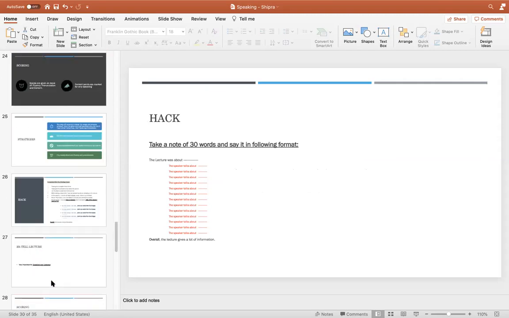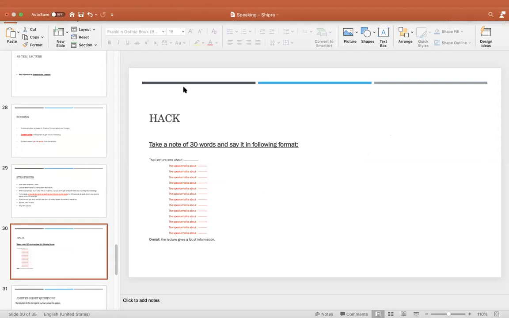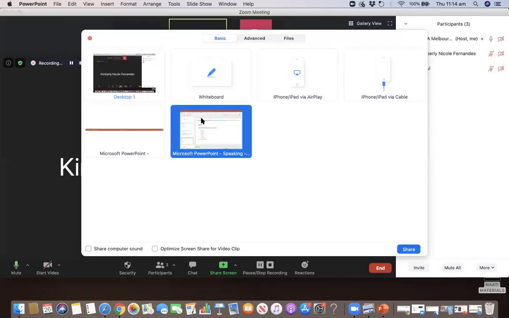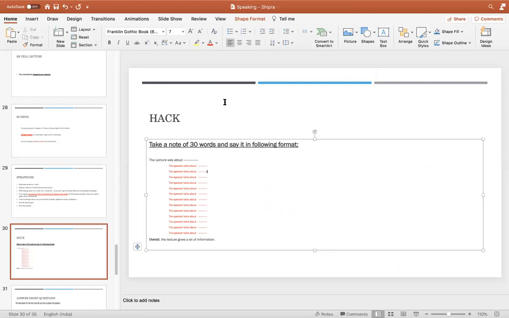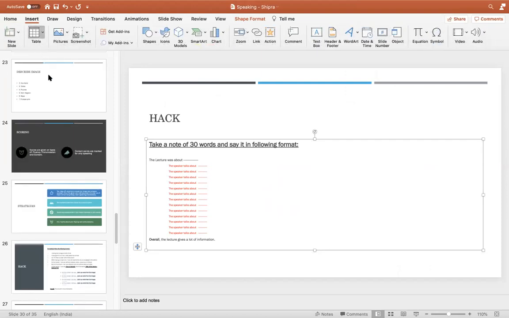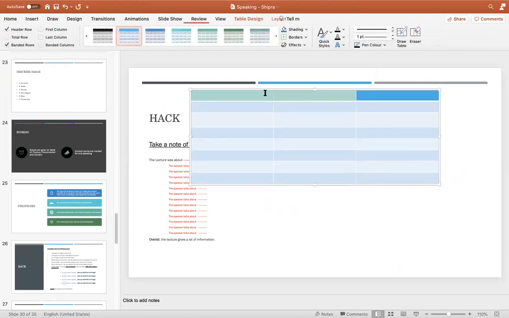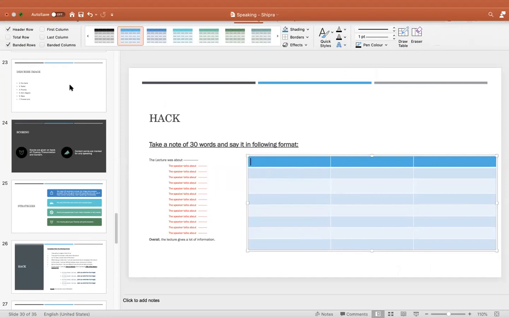Okay. Three rows and columns like this. Let's just do here. Okay, so it should be like this, three rows and columns. As soon as the audio is played, let's say, let me play an audio.